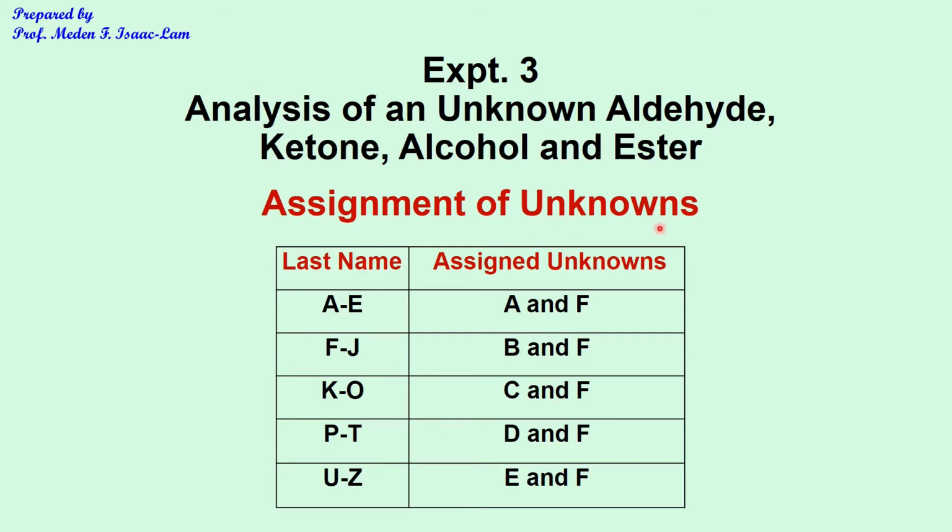Assignment of unknowns for experiment 3 as a virtual lab experiment. The unknowns are labeled A to F, and each will be either an aldehyde, a ketone, an alcohol, or an ester. Everyone will work on 2 unknowns, and everyone will work on unknown F. If your last name starts with A to E, you're going to be working on unknowns A and F, last names F to J, B and F, last names K to O, C and F, last names P to T, D and F, and last names U to Z, unknowns E and F.